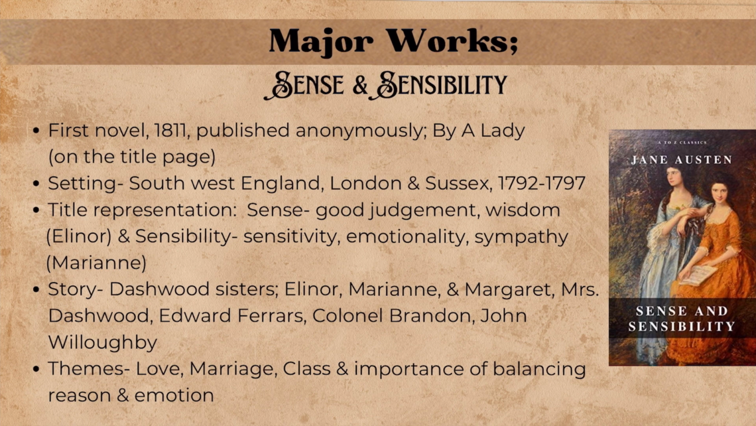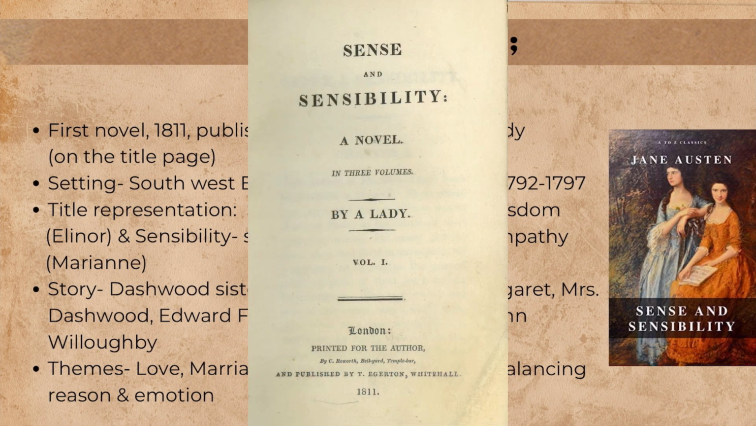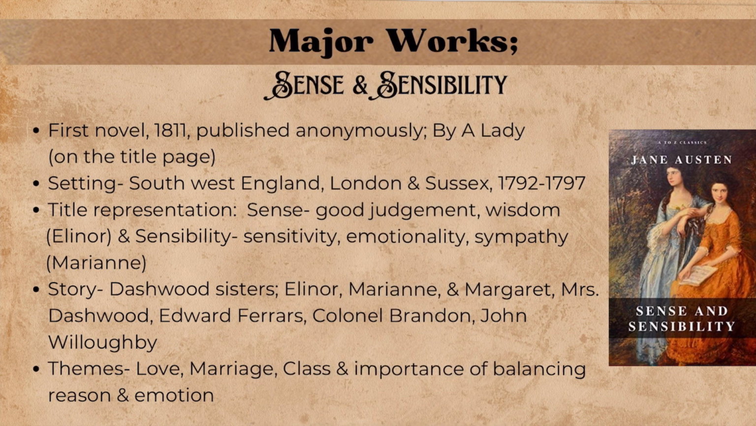So here we have Sense and Sensibility. This novel was the first novel by Austen and was published in the year 1811, and it was published anonymously. So this novel was published with the author named only as 'by a lady' on the title page. If we talk about the setting, this novel is set in southwest England, London and Sussex from 1792 to 1797.